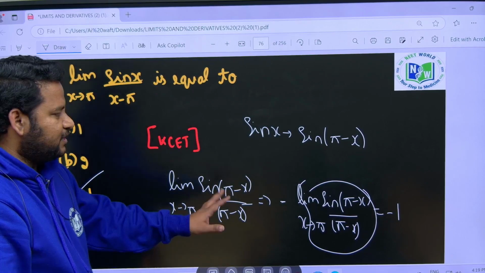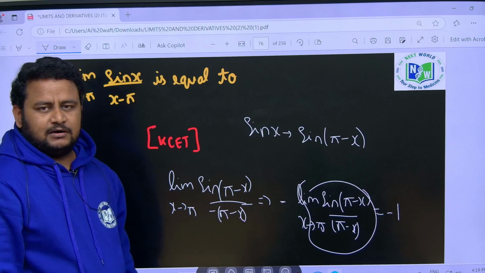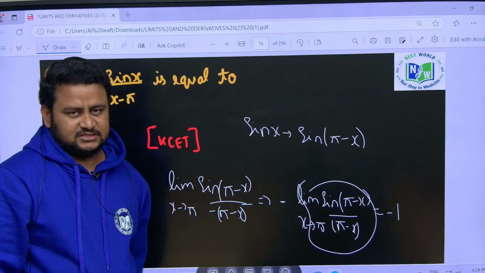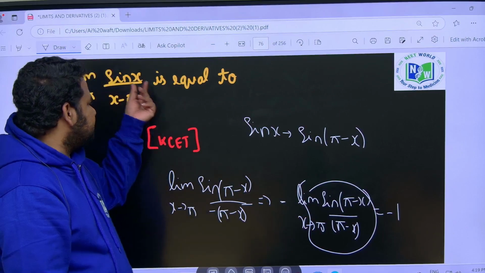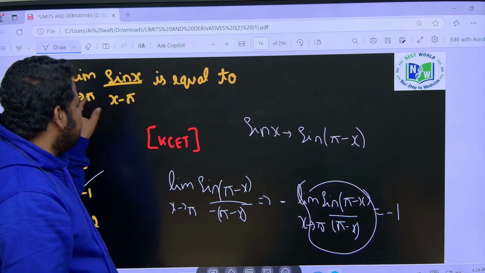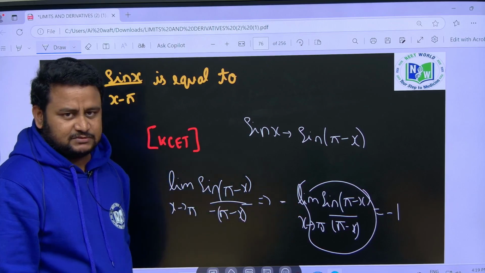Got it? We have to bring it to a form where you can apply the limit of sin x by x. Here x is nothing but (pi minus x) divided by (pi minus x). That's why I wrote x in terms of pi minus x. This x minus pi I wrote in terms of pi minus x. I took the minus sign outside. That's why we got the value as minus 1, not 1.